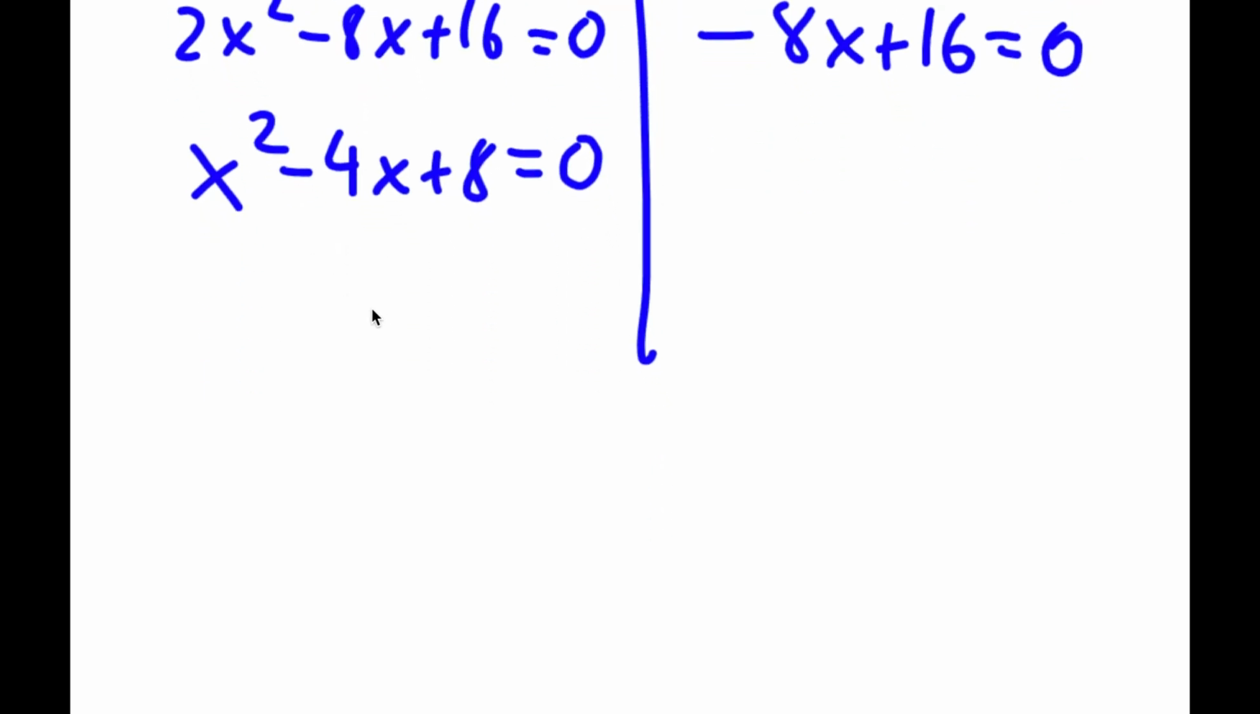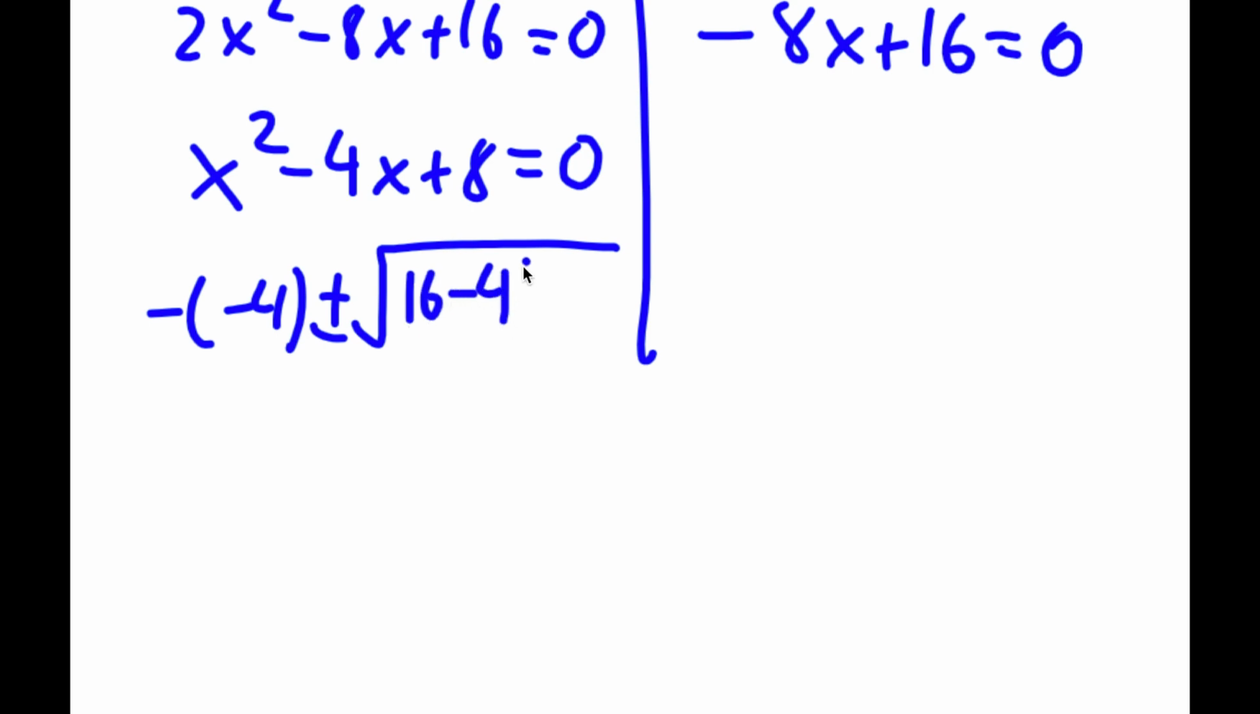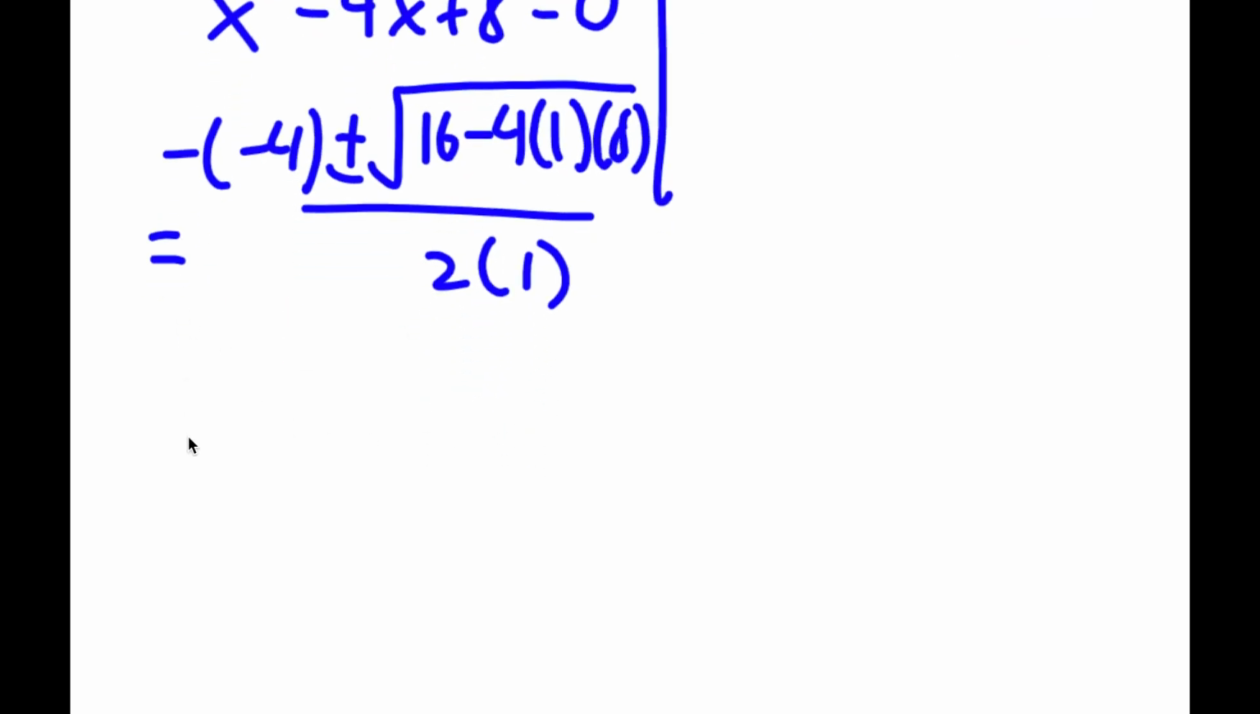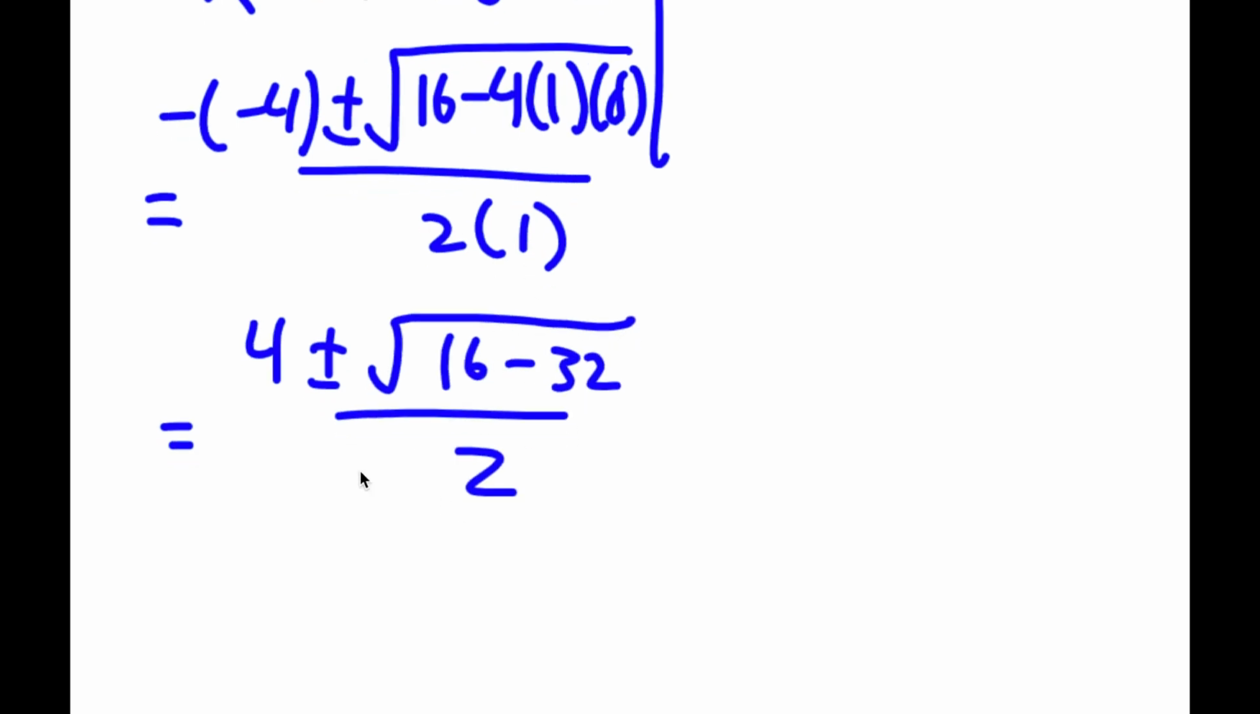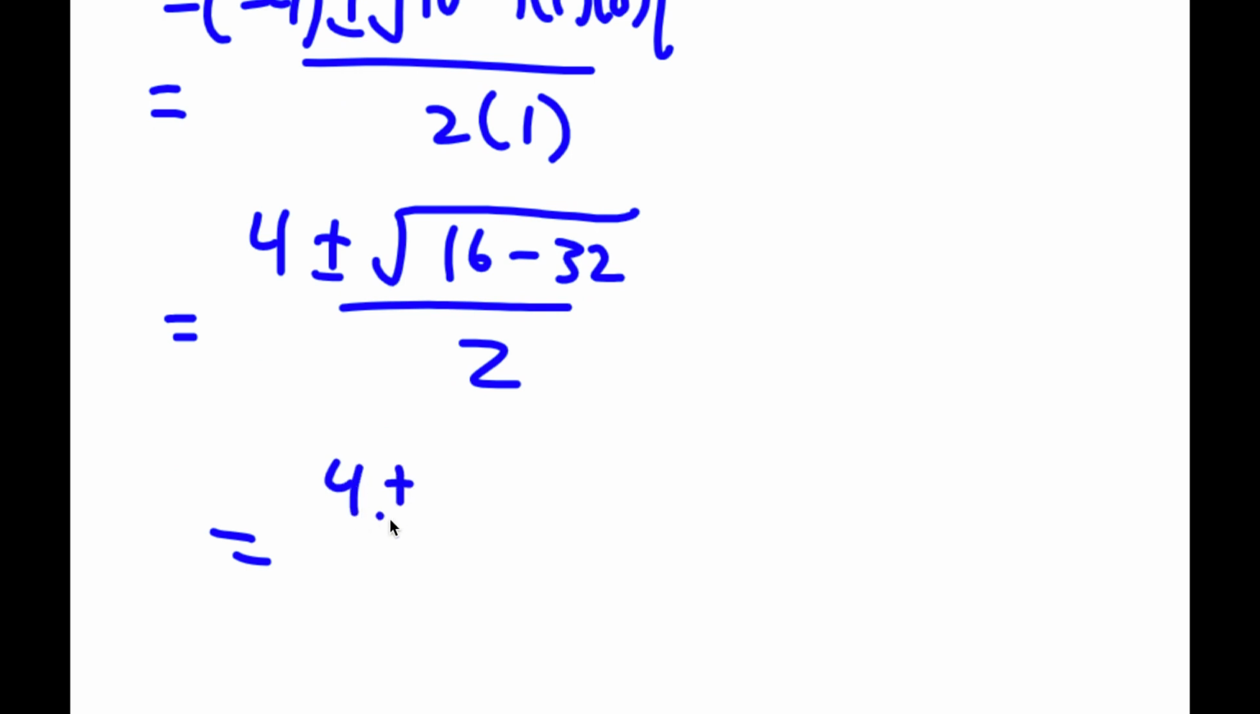And now to solve this, I'm going to plug this in the quadratic formula, negative b, so negative of negative 4, plus or minus the square root of b squared, negative 4 squared, which is 16, minus 4 times a, which is 1, times c, which is 8, all over 2a. And this is equal to positive 4 plus or minus the square root of 16 minus 32 all over 2, which is equal to 4 plus or minus the square root of negative 16 over 2.